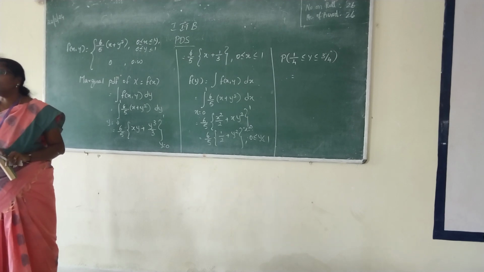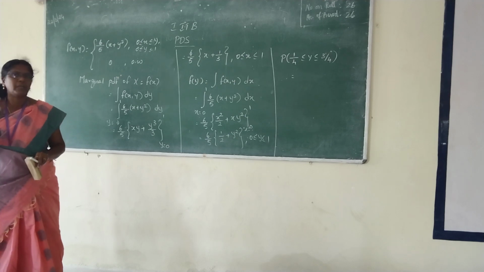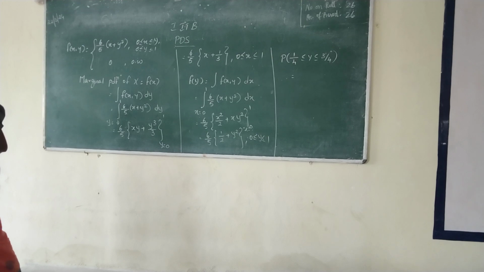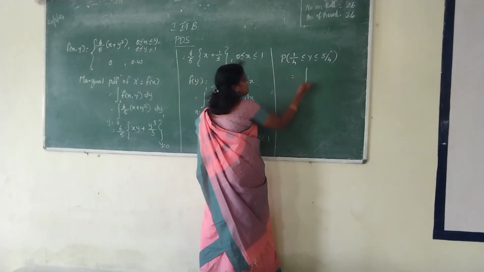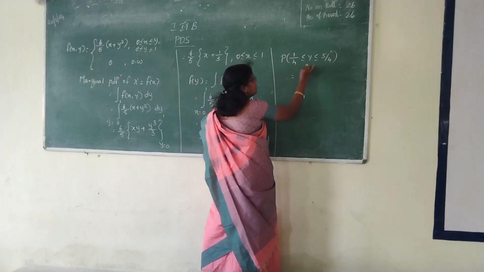F of y, because they are asked to find the probability value of y alone, which is going to lie between 1 by 4 to 3 by 4. So you are supposed to use only f of y. Okay, so how will you do this one? What is the limit value? 1 by 4 to 3 by 4.